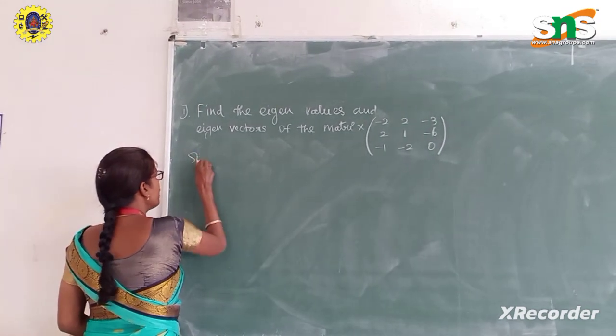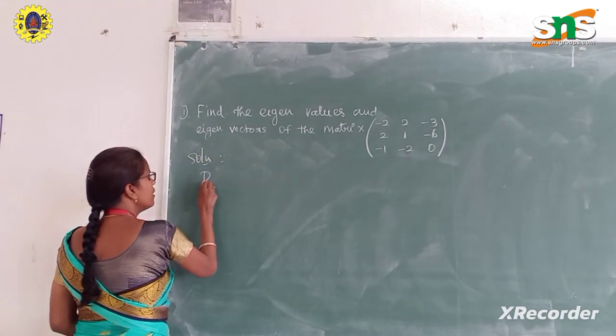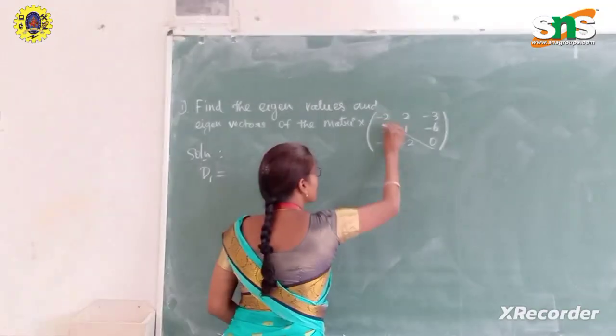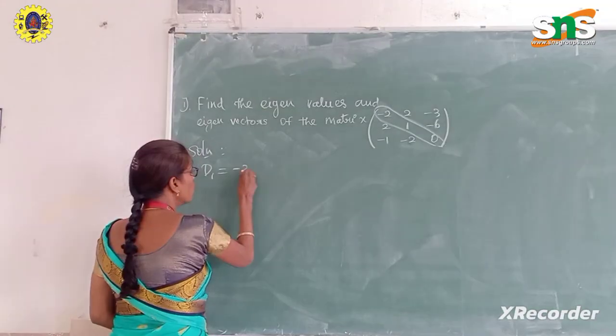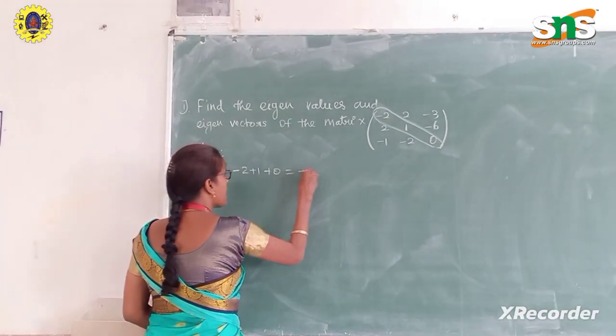So D1 is what? Yes, the sum of the main diagonal. So the sum of the main diagonal is minus 2 plus 1 plus 0. Okay, the answer is minus 1.